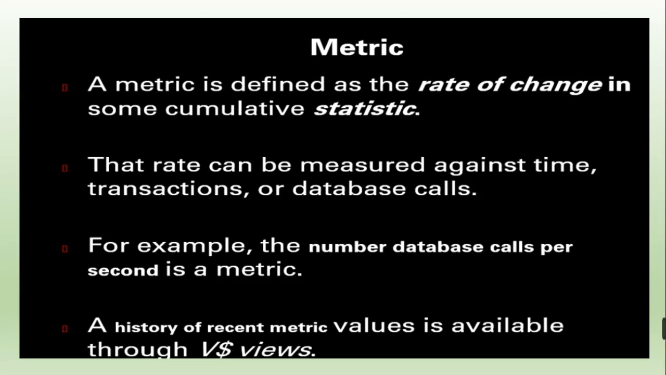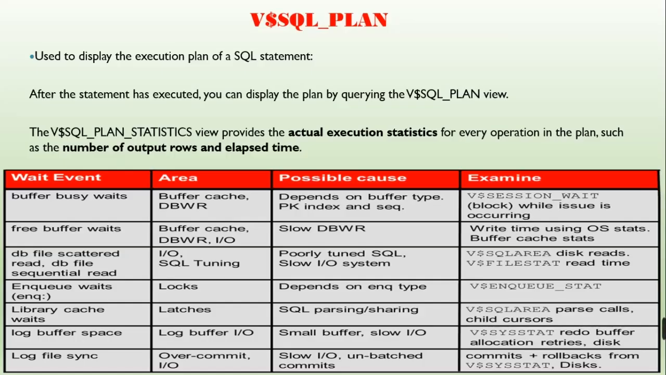A history of the recent metric values is available through V$ views. V$SQL_PLAN is used to display the execution plan of a SQL statement. After the statement has executed, you can display the plan by querying the V$SQL_PLAN view. The V$SQL_PLAN_STATISTICS view provides the actual execution statistics for every operation in the plan, such as the number of output rows and elapsed time.